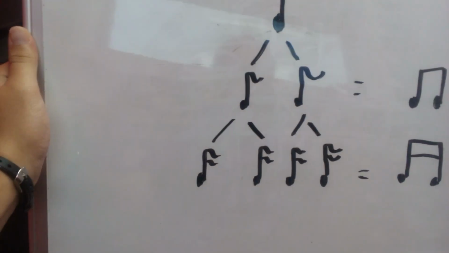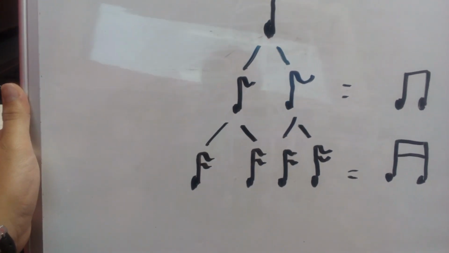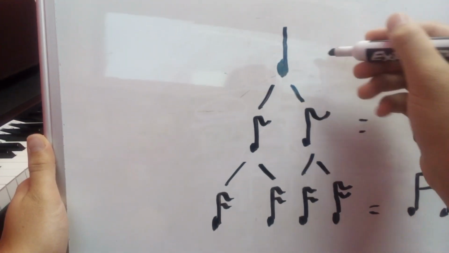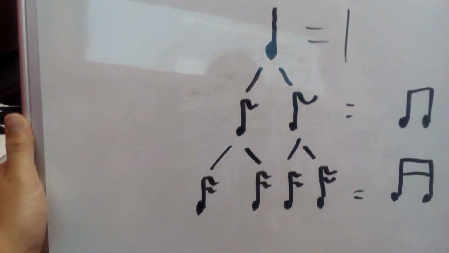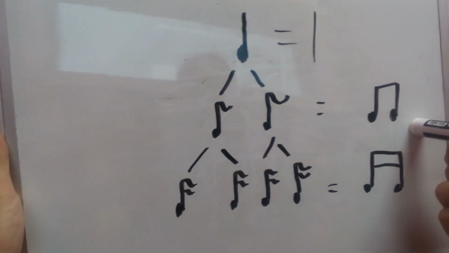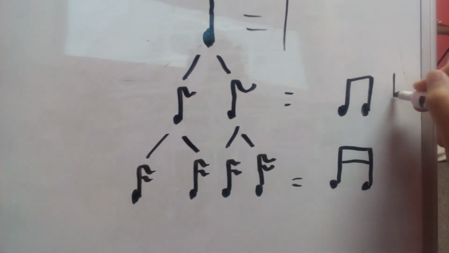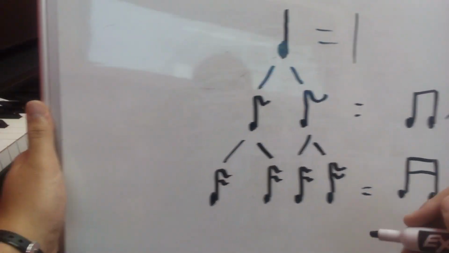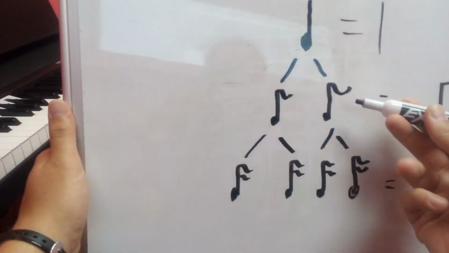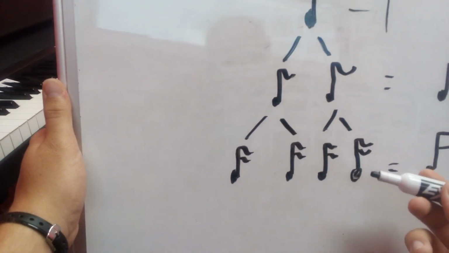But what if we need to get even smaller? So if we start with our quarter note, which equals 1 beat, then we split it up into our eighth note, which gives you half of a beat. And we need to go smaller. We then split up our eighth notes into 16th notes.